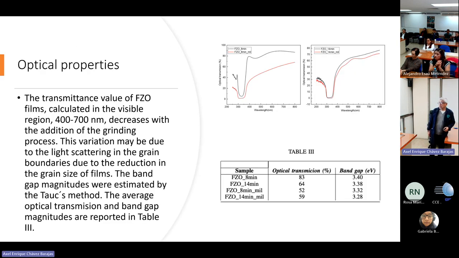As we can see in this case, perhaps in the case of some of the films, some situations are present degrading the transparency of the films. But for thicker films deposited for this time, we have no significant change. The band gap is referred to as the standard value.